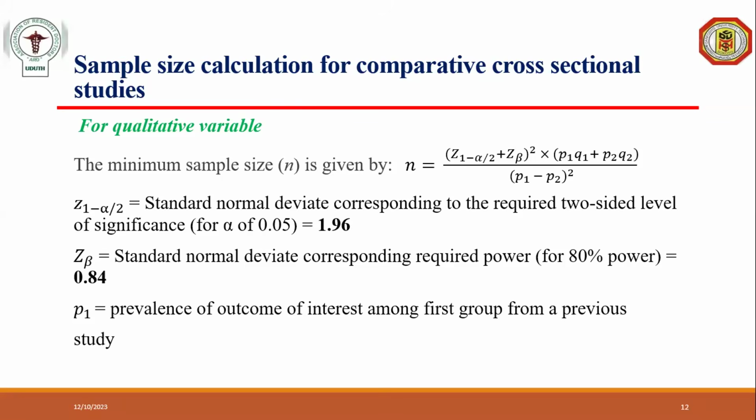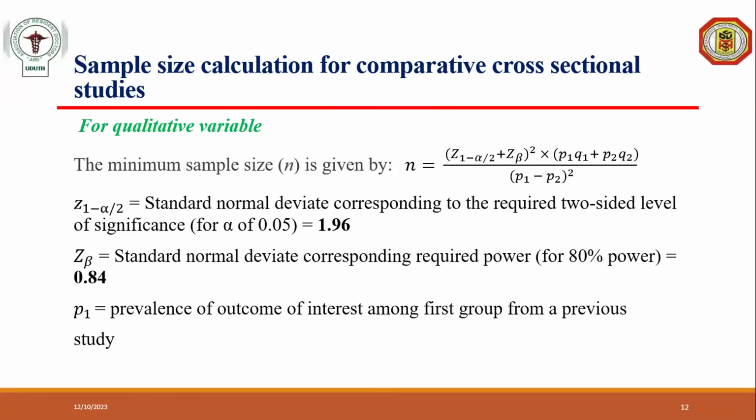If you want to use comparative cross-sectional study and qualitative variable, maybe you want to compare the prevalence of hypertension between rural and urban populations. So what is the prevalence of hypertension between rural and urban population? So that is a comparative cross-sectional study.